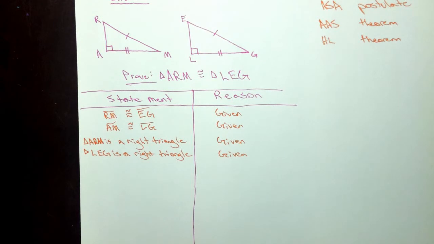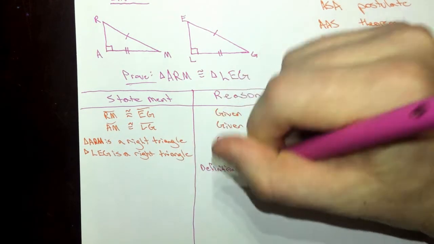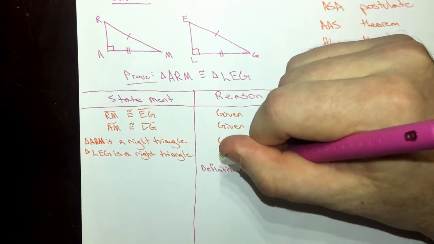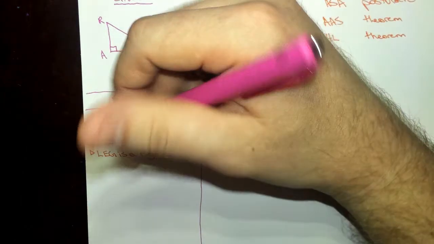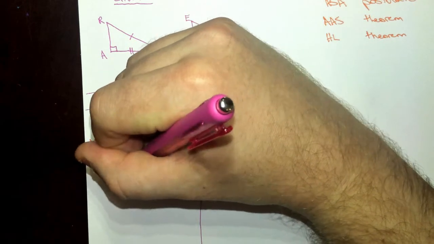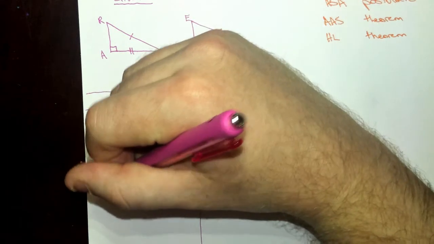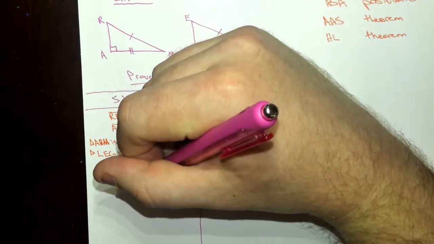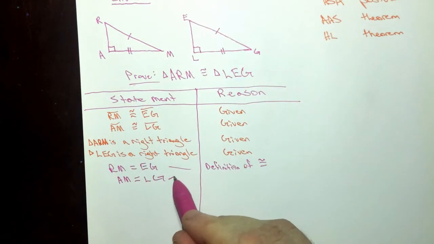So first thing I need to do is get some of the technical stuff out of the way. I want to use the definition of congruence first in order to get from the objects to the measurements themselves. So I can now say that if these segments are congruent, then their measures are equal also. RM is equal to EG and AM is equal to LG, because that's what congruence means.